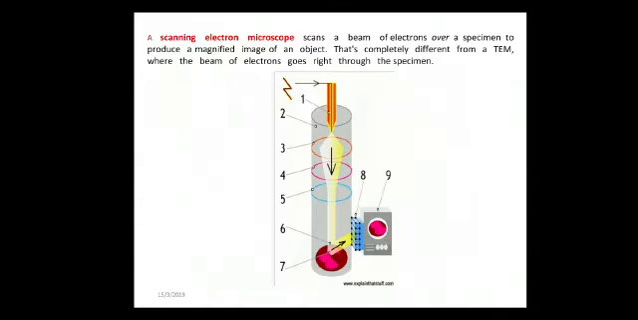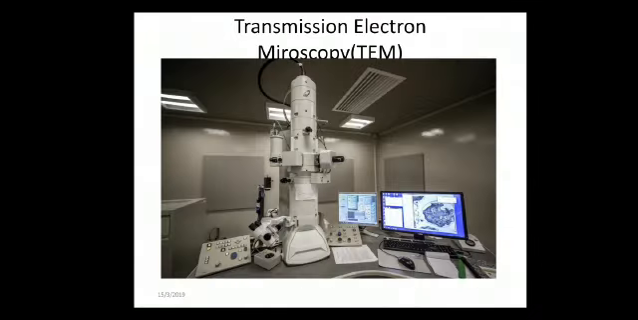Next type is transmission electron microscopy. Transmission electron microscopy is a technique in which a beam of electrons is transmitted through an ultra thin specimen. It is based on transmitted electrons, and here we are using very high resolution. In the year 1986, Ruska, a scientist, was awarded the Nobel Prize in Physics for the development of transmission electron microscopy. So let us see the principle of operation of this transmission electron microscopy.